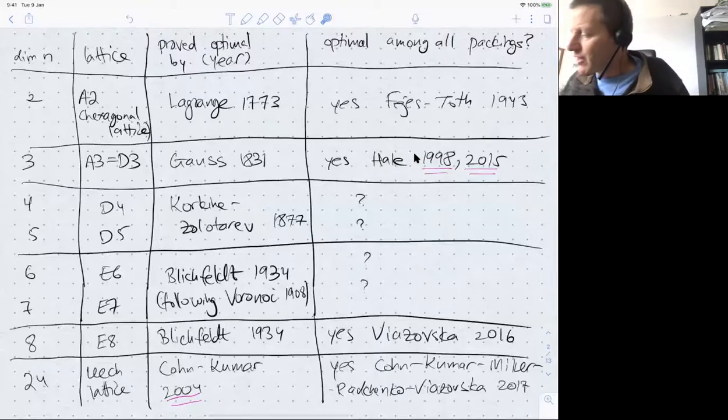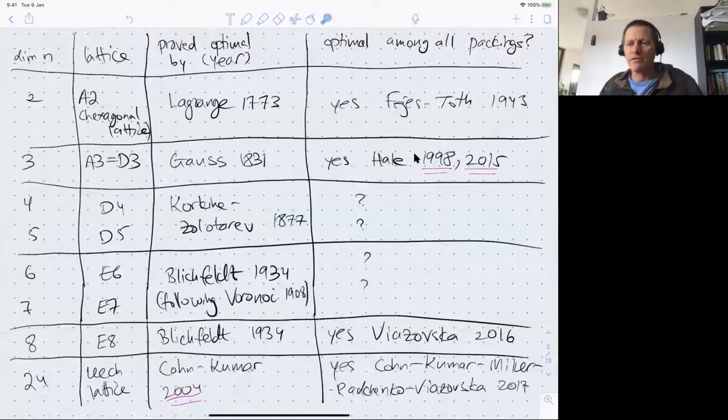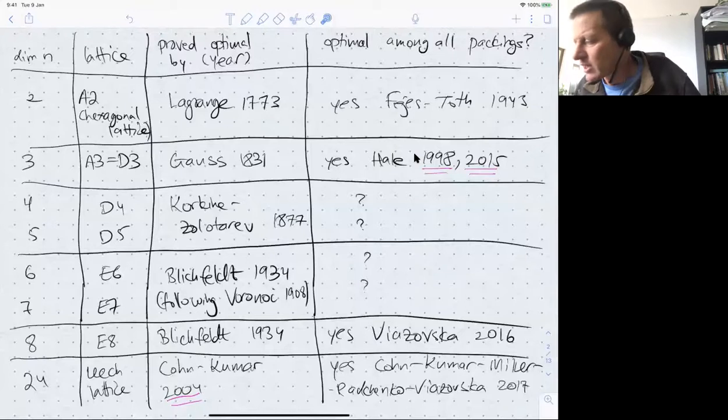Okay, what happened in 2015? Well, Hales was not satisfied with the situation of having published a computer-assisted proof.